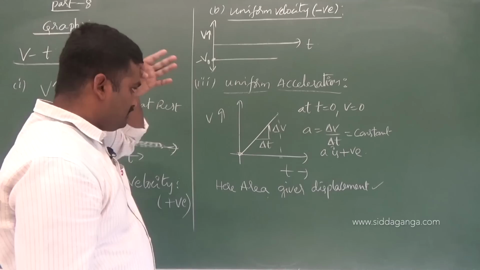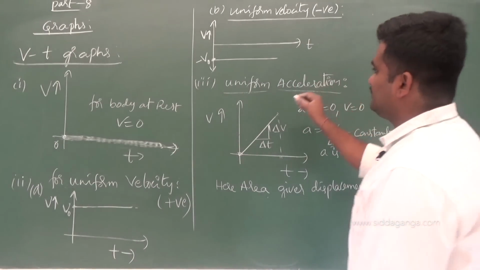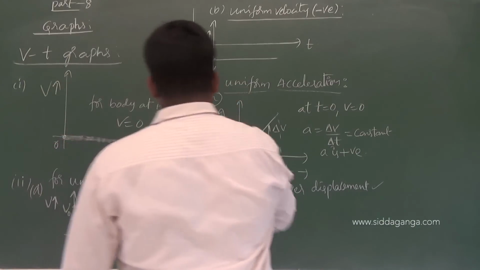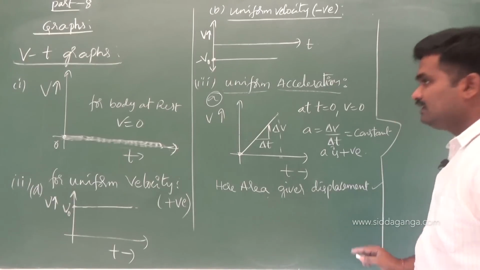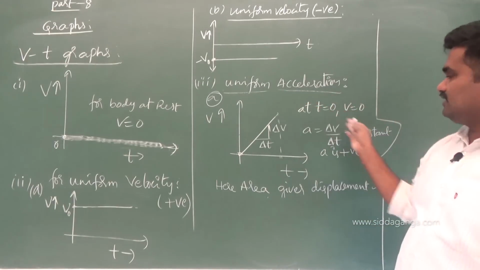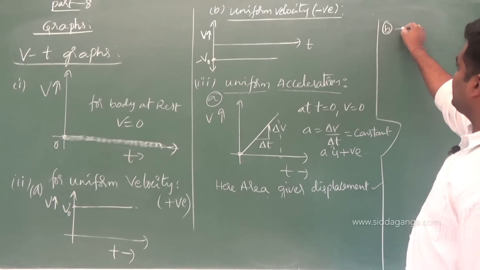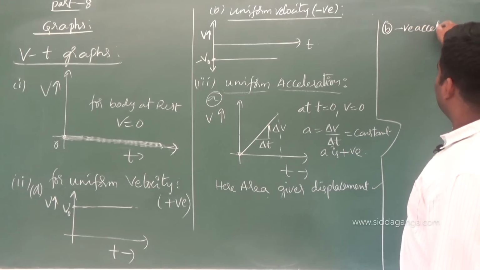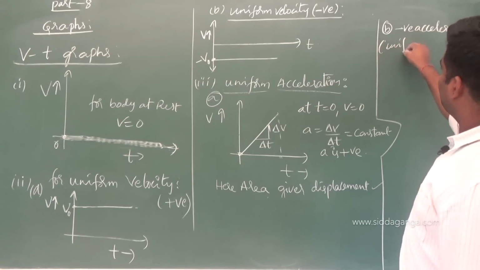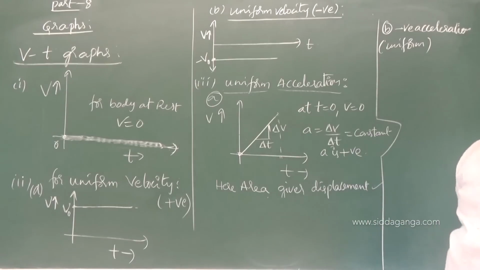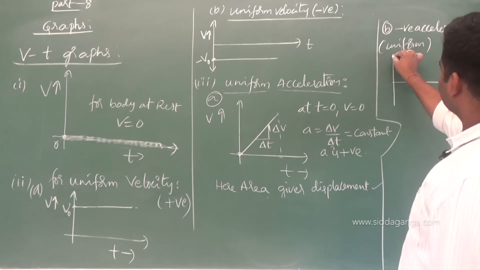This is one thing about uniform acceleration. One more, this is the third one, I will say it as A. What do you mean by that? Positive acceleration. Now I will write uniform acceleration but negative acceleration, and that too it should be uniform. How is it possible? By plotting the graph like this.